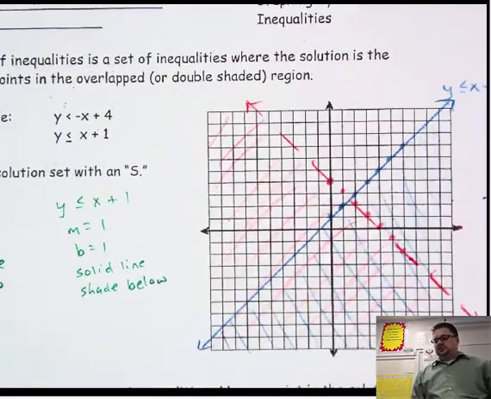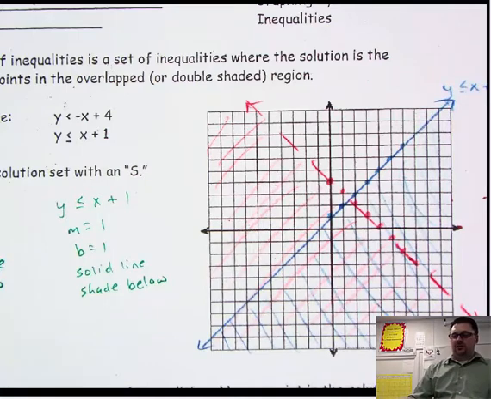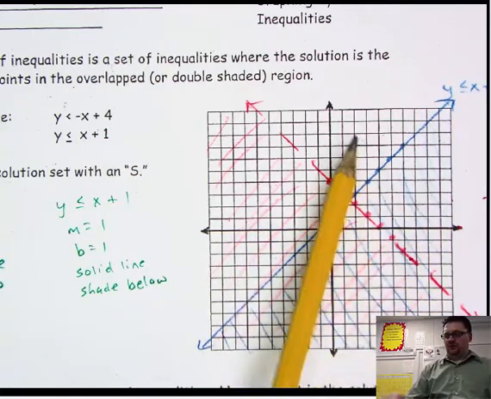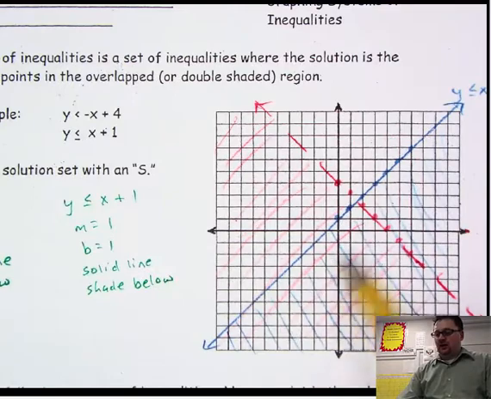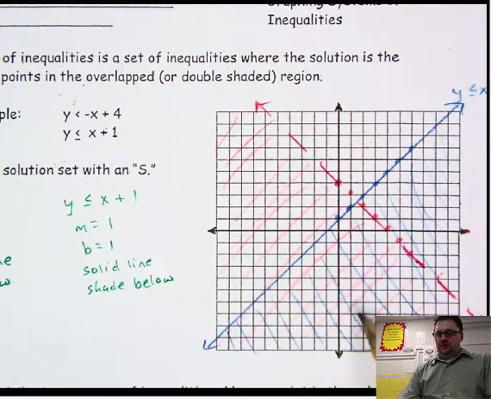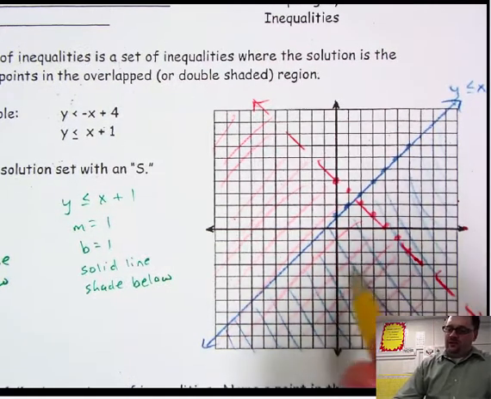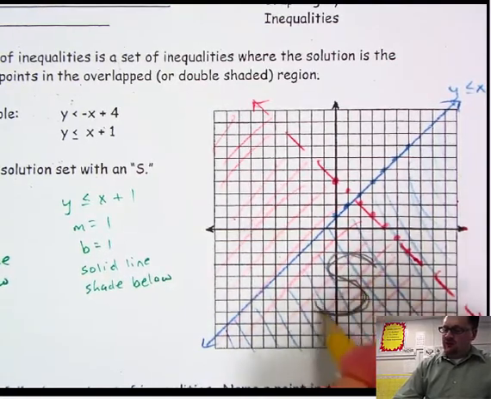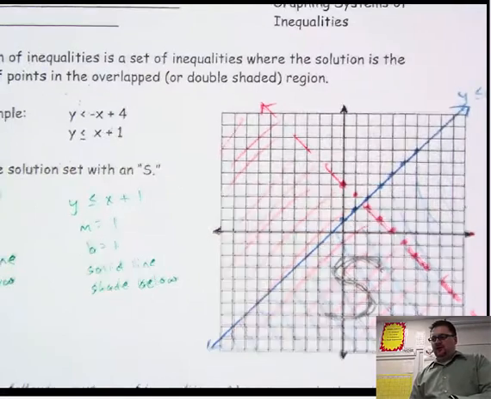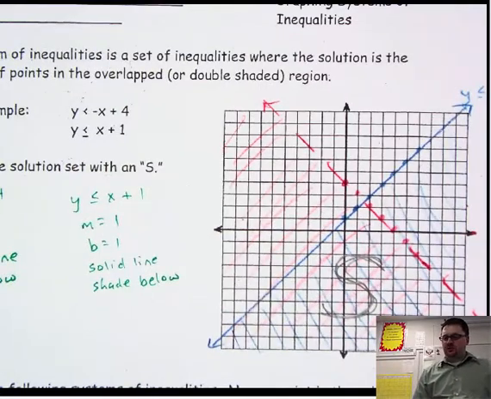Okay, so observe what this actually did. First, there are four sections to the graph now. I have 1, 2, 3, 4 different sections to the graph. And if you look really, really carefully, one section looks a little bit like plaid. It's where the shading overlaps each other. So what this is, right in this area right here, in this region, I'm going to put a big S. And that S stands for solution set.